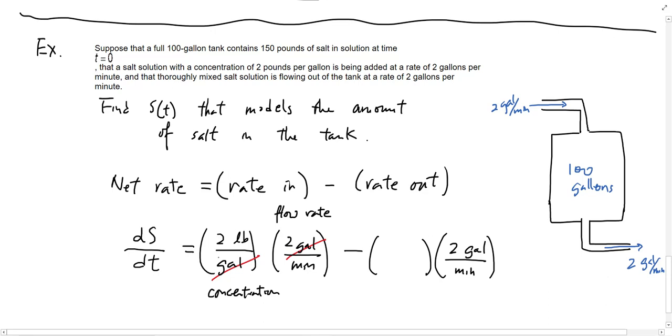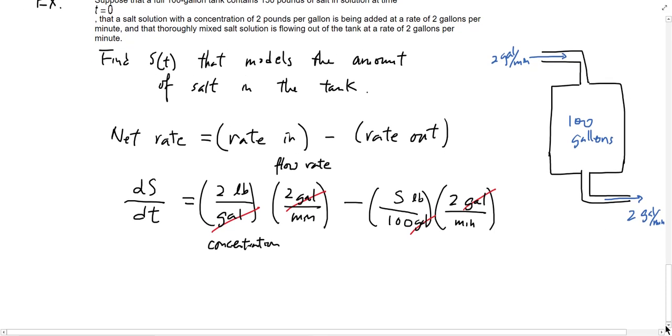It depends on the amount of salt, which at any given time is given by the function S, over the volume 100. Notice that one of the reasons I want to maintain the volume as constant is so that we don't need a variable underneath this number right here. We can just have it be S. So that would be S pounds over 100 gallons. The same thing happens: the gallons cancel out, leaving pounds per minute. That becomes our unit for our rate of change.